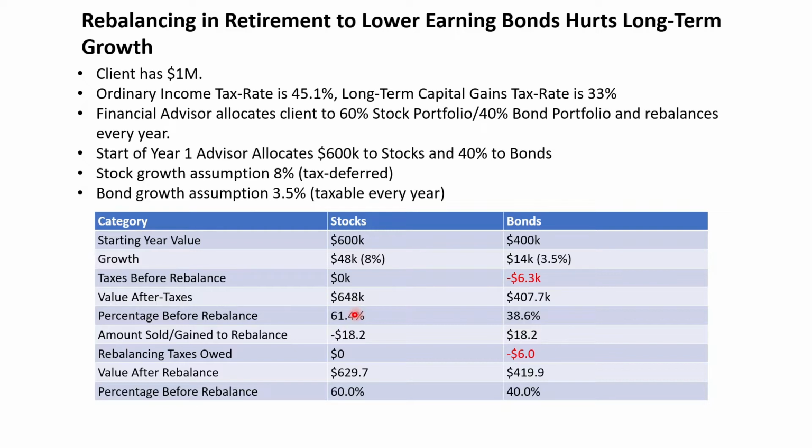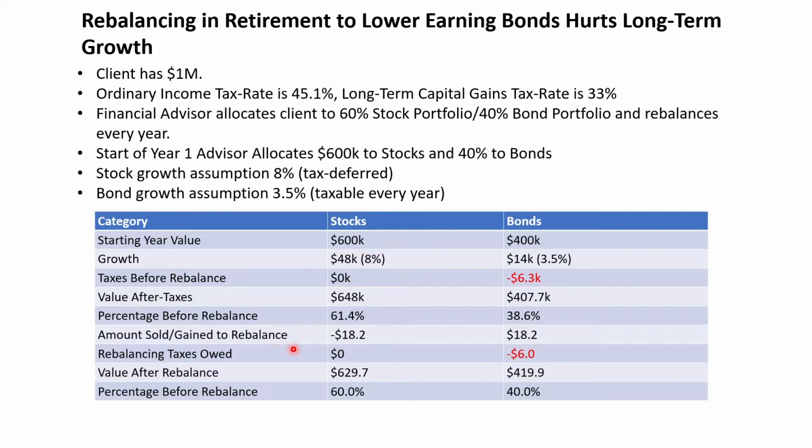So now what does the portfolio manager do? Well, they have to say, wait a minute, I want to reduce my allocation to stocks and increase my allocation to bonds, which means I have to sell some of the assets in the stock portfolio. So what they're going to do is sell $18,000 worth of stocks, and they're going to buy $18,000 worth of bonds.